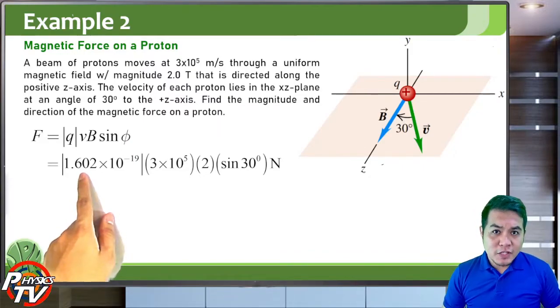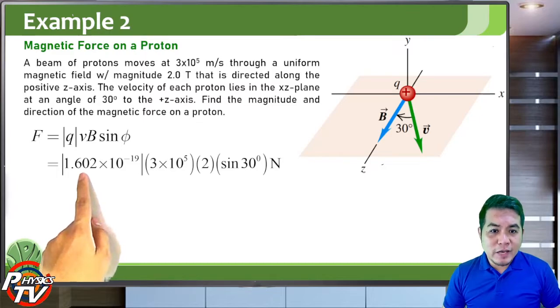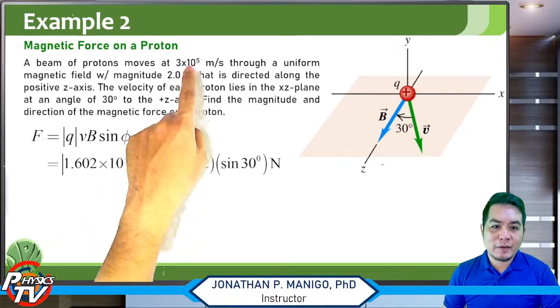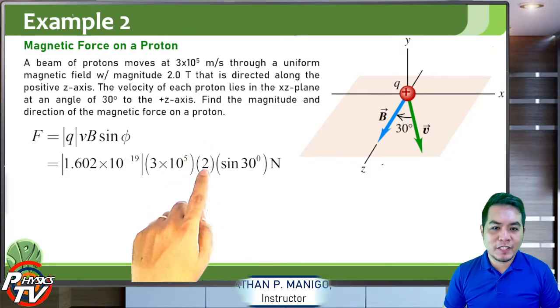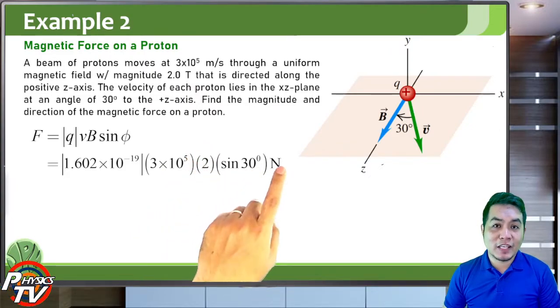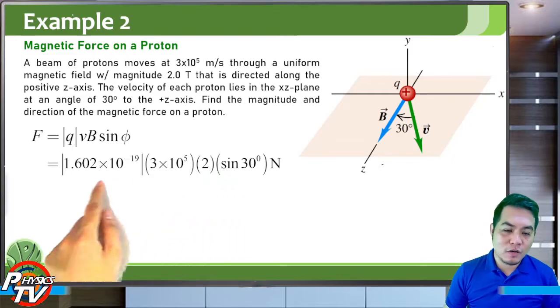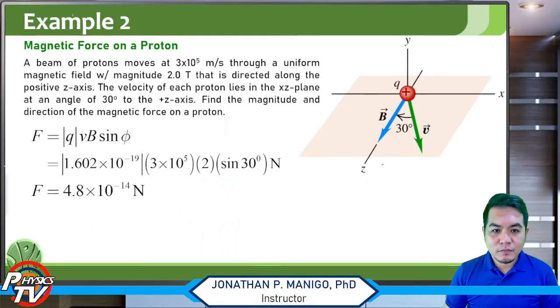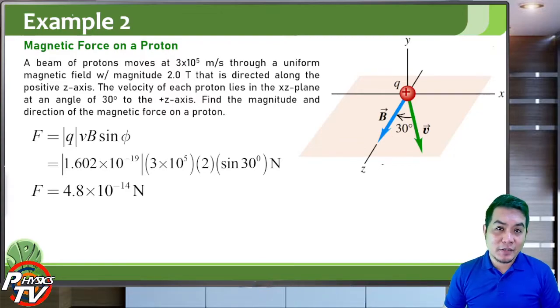The magnitude of the charge of a proton is 1.602 times 10 to the negative 19 coulombs. The velocity is 3 times 10 to the 5 meters per second. The magnetic field is 2 Tesla, sine 30 degrees. The final unit is Newton, as long as all of your units here are converted to standard units. So you will get 4.8 times 10 to the negative 14 Newton.